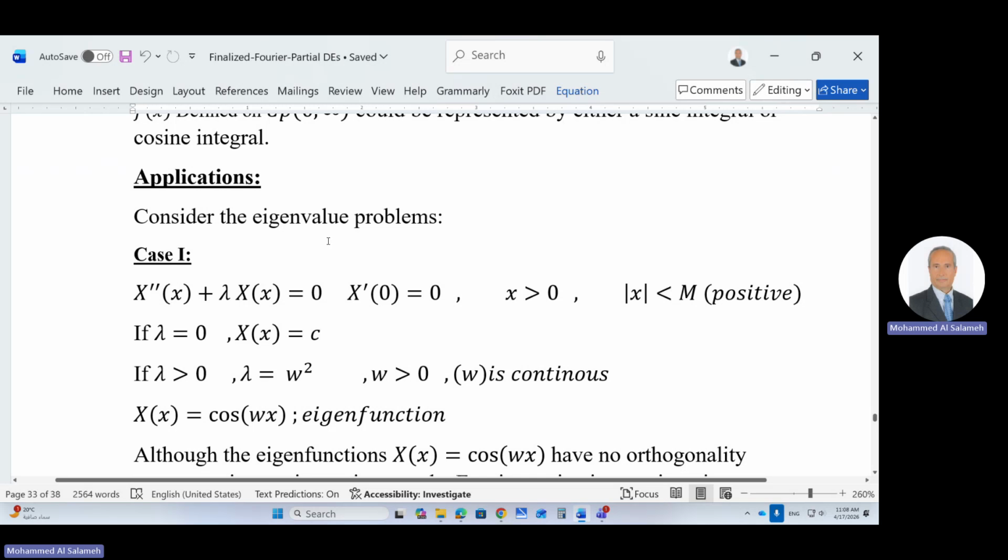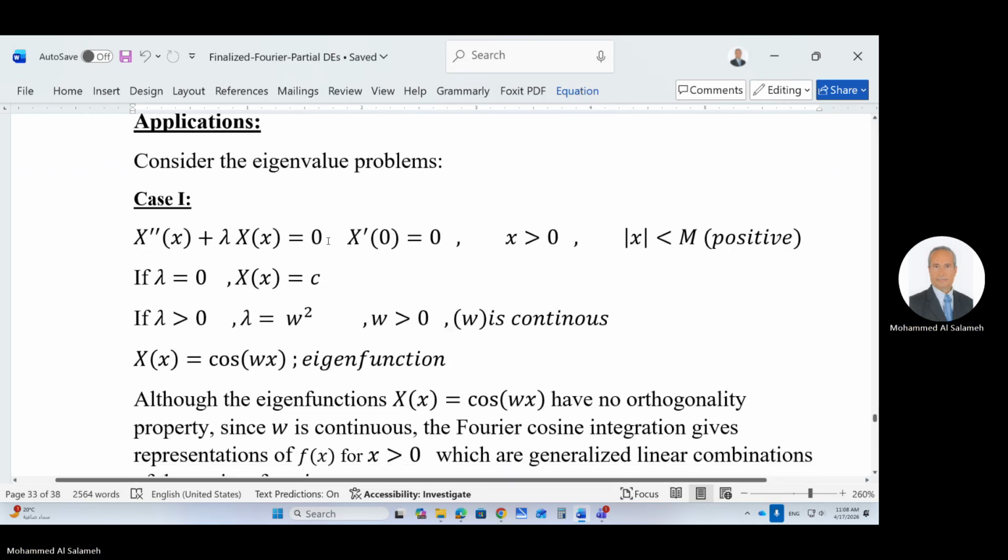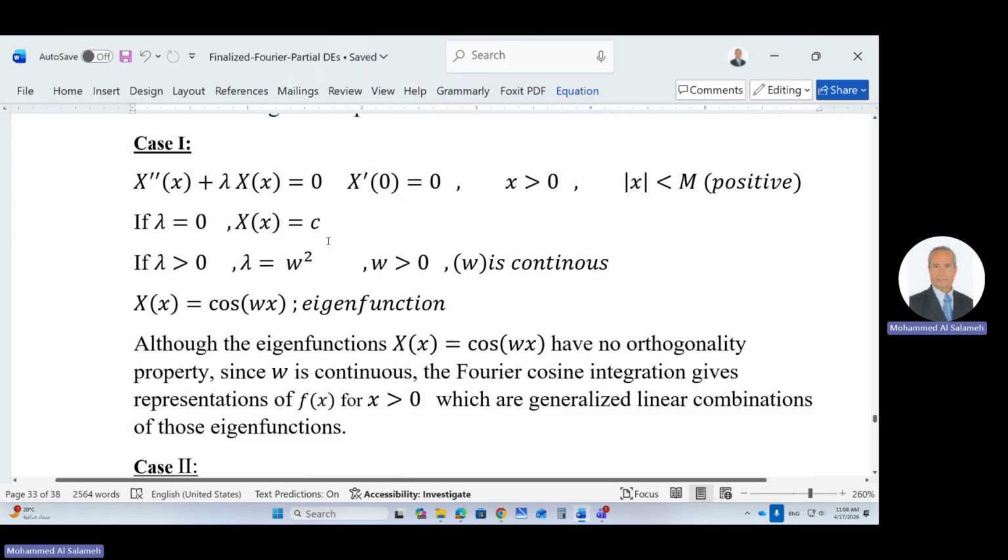Applications: consider the eigenvalue problems. Here, X double dash, the ordinary derivative, plus lambda X equal to 0, where X dash at 0 equals 0, and x is greater than 0 and less than the maximum value. If lambda is equal to 0, then X of x is equal to x.